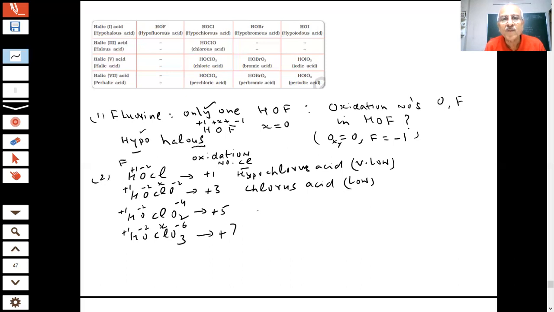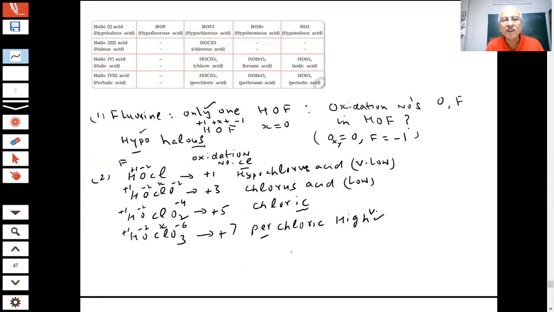HOClO2. This is +5. This is chloric. And +7 is high, very high. When something is very high, we add per to that. Perchloric. So how will we say perchloric acid?